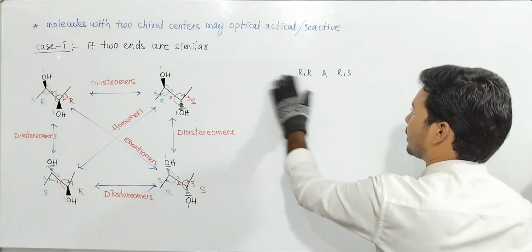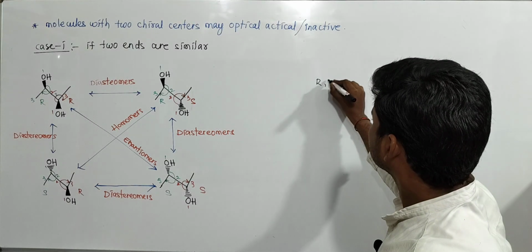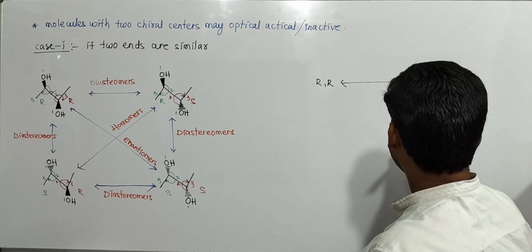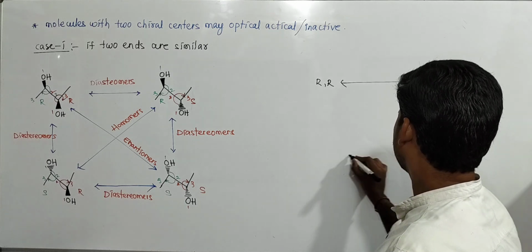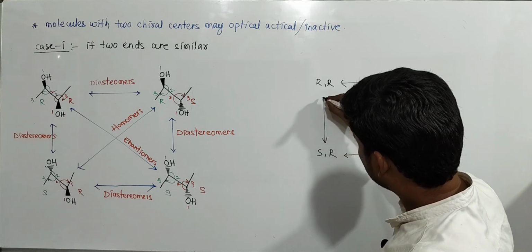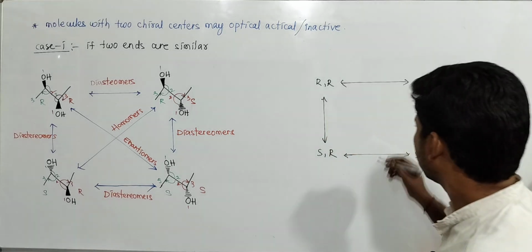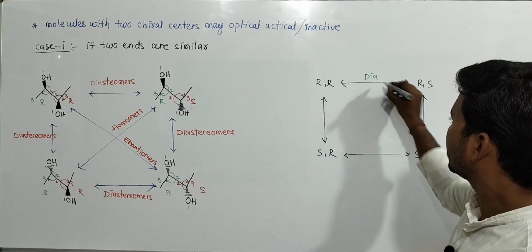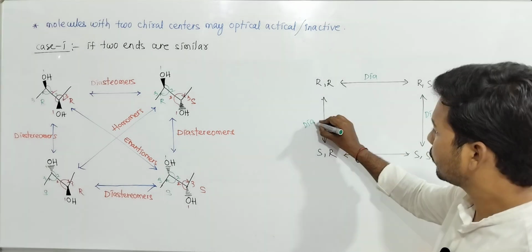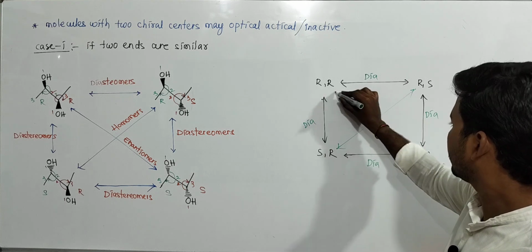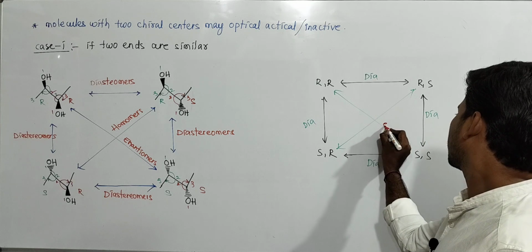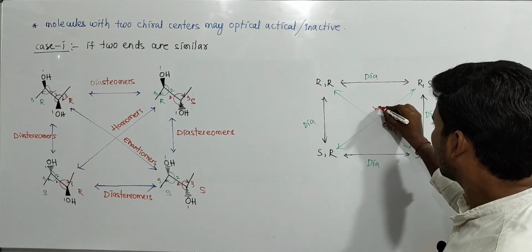Or otherwise I will write it like a table: RR, RS, SS, SR. Okay, right. These two are what? Diastereomers. These two are diastereomers. These two are diastereomers. These two are diastereomers. And these two are enantiomers. These two are homomers.